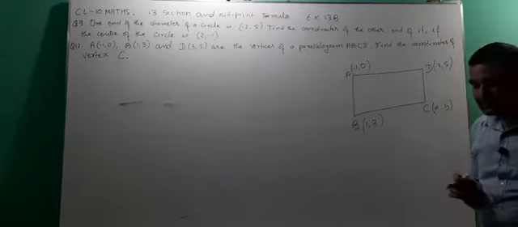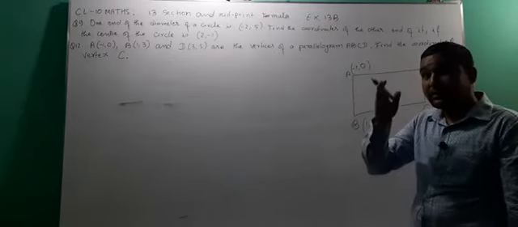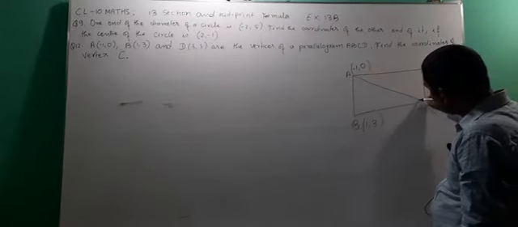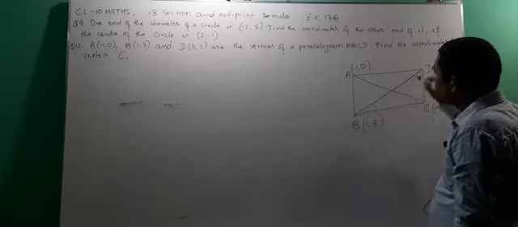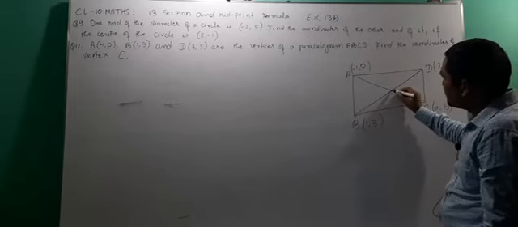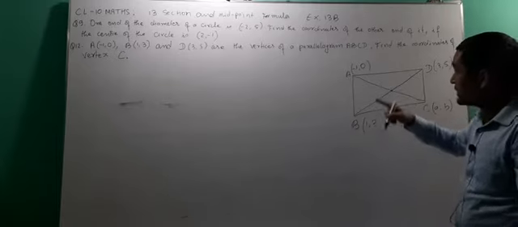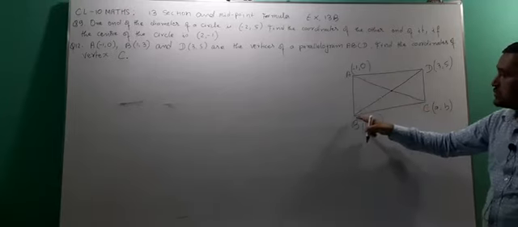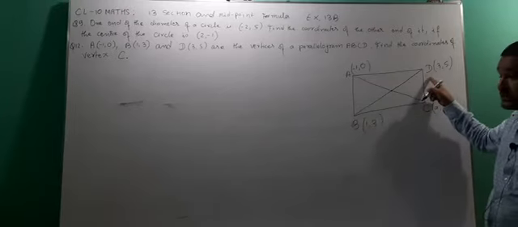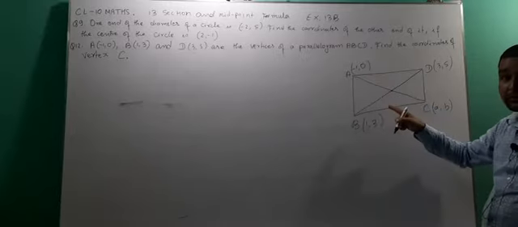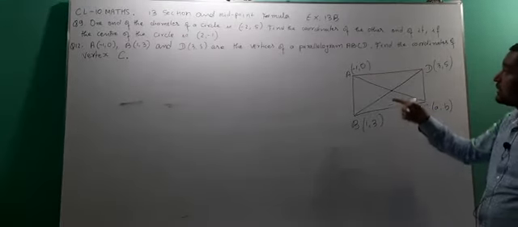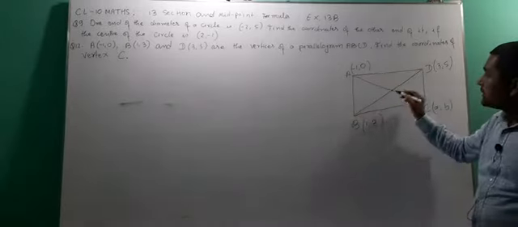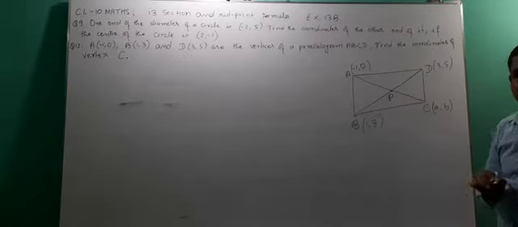And remember, there is one property of a parallelogram: the midpoint of the diagonals. The diagonal means these lines are called diagonals, and remember the midpoints of these diagonals lie at the same point. That means the midpoint of diagonal AC is equal to the midpoint of diagonal BD. Remember, this is the basic property to solve this kind of question. We are going to use the midpoint formula, but according to the parallelogram property, the midpoint of diagonal AC is equal to the midpoint of diagonal BD. We are going to mark this as P.